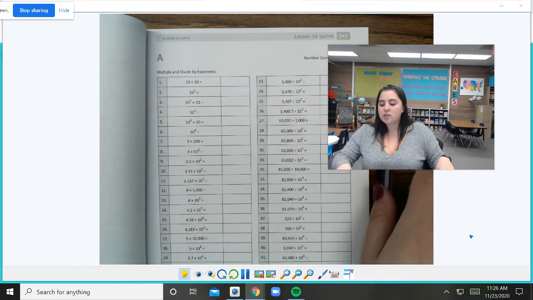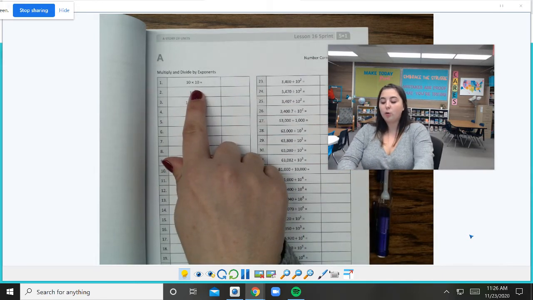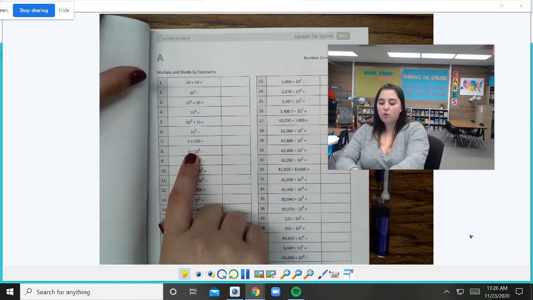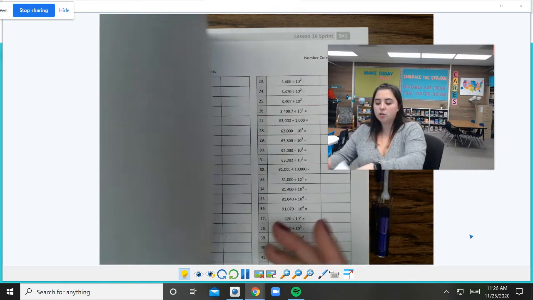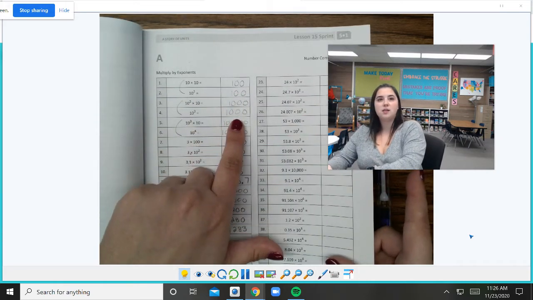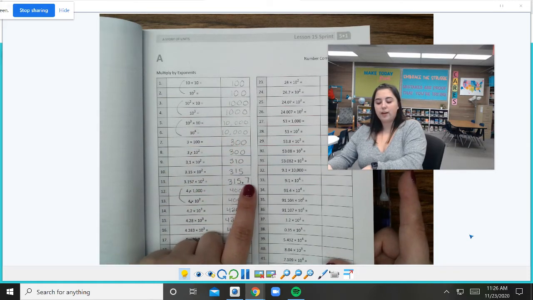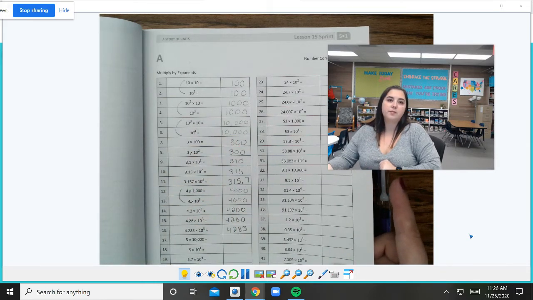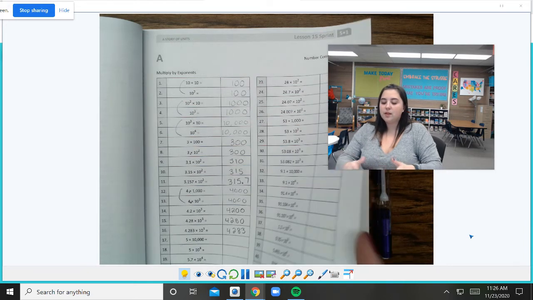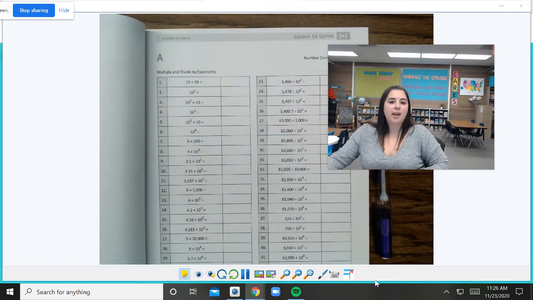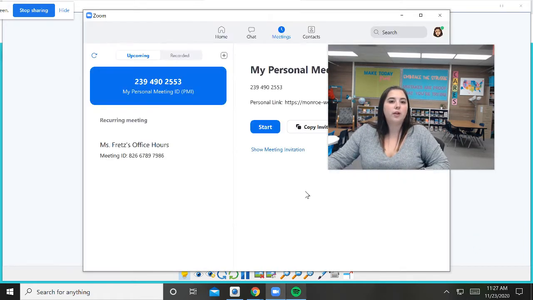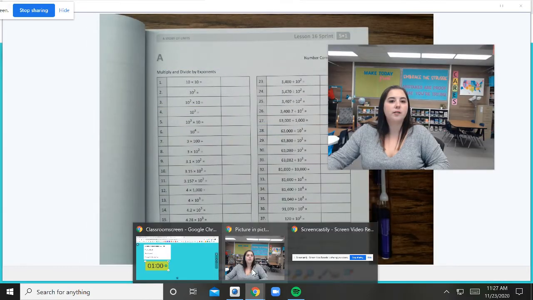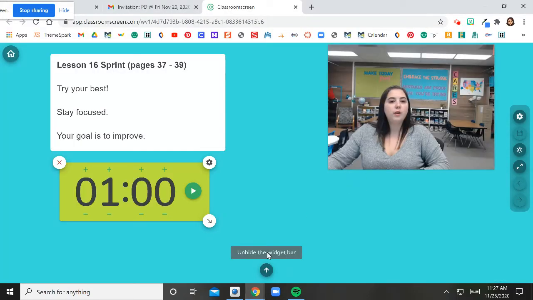Before you even get started, a reminder that your answers for this sprint should look like this. They're just numbers, regular numbers. All right, starting on side A, have your pencil at the ready. All right, 1 minute to solve. Ready, set, think.